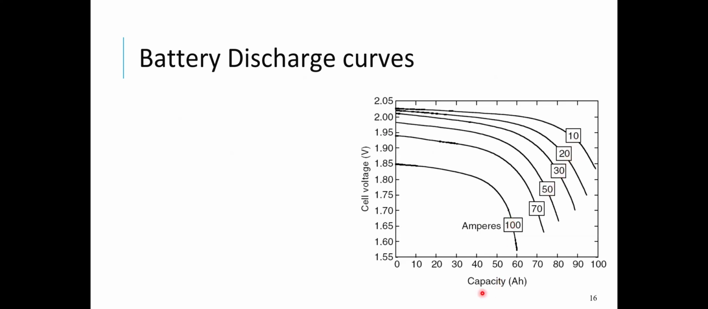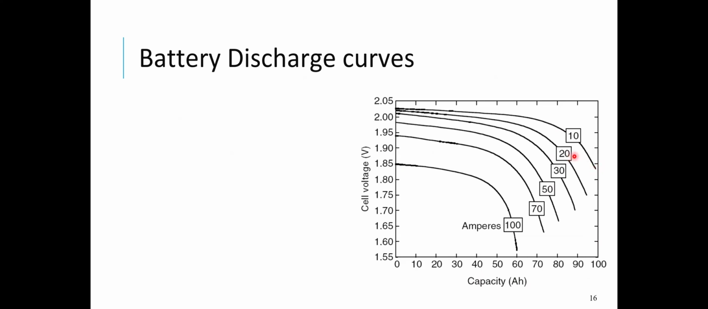As I discharge the battery at different currents, 10 amps, 20 amps, 30 amps, all the way to 100 amps, the capacity that I can get out of the battery reduces. At a very slow discharge rate, the battery capacity is about 100 amp hours. And my cutoff voltage is at about 1.8 volts. This is the voltage at which I have to stop discharging the battery, otherwise I'm going to permanently damage it.